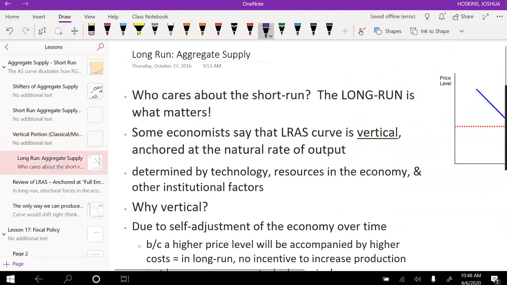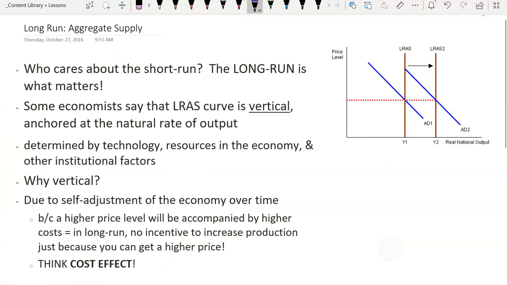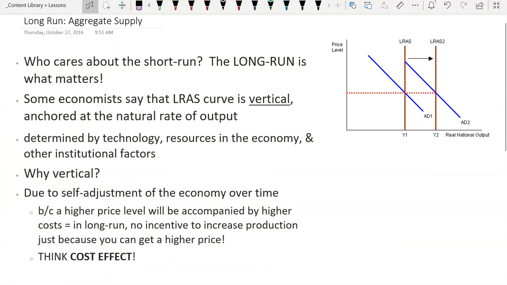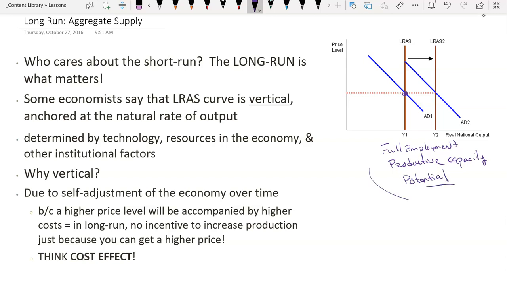And so let's talk a little bit more about the long run aggregate supply. The long run aggregate supply is vertical at full employment. So if our economy is operating here at AD1 and Y1, then our economy is operating at full employment. It is operating at its productive capacity. It is at its potential. So all of these words should sound familiar because this is all kind of similar to our friend, the PPC.